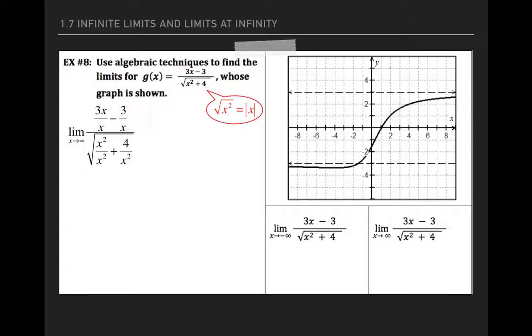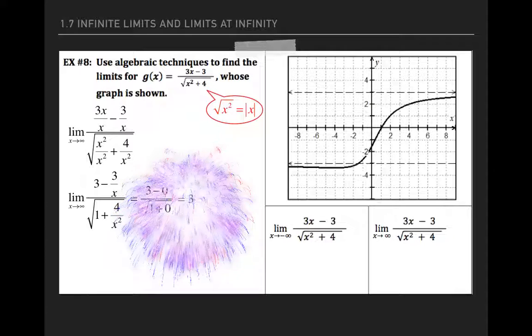So we're going to divide in our numerator there by x. That reduces to 3 minus 3 over x, and in the radical you'll have 1 plus 4 over x squared. If you're substituting in that infinite amount, it would be 3 minus 0 divided by the square root of 1 plus 0, which is really just 3.